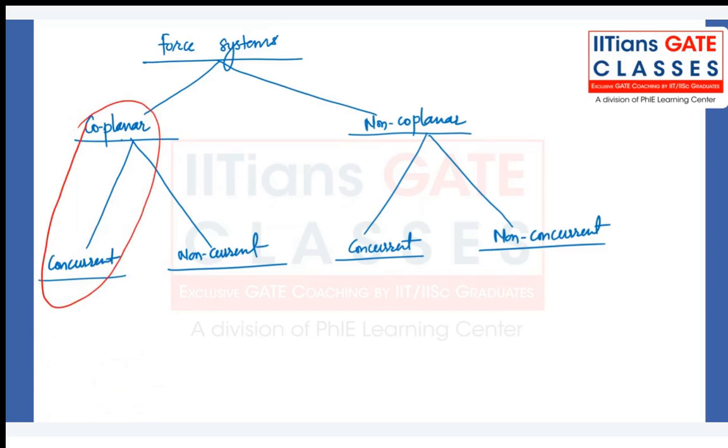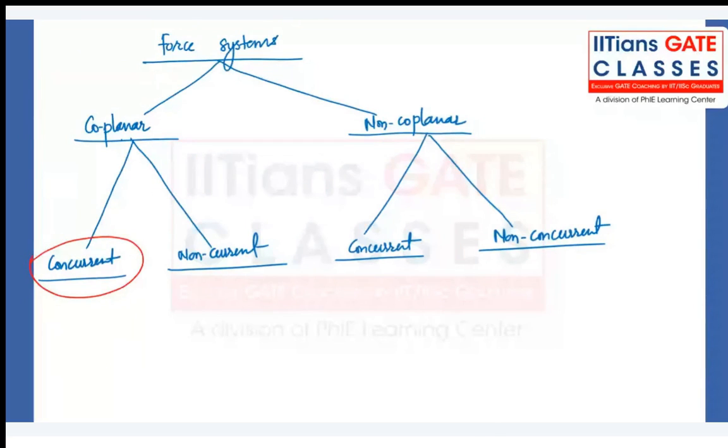If the lines of action of forces pass through a single plane, then they are coplanar. And if they pass through a single point, then we call it concurrent. First try to understand the definition of concurrent only. What is a concurrent force system? If the lines of action of forces in the system pass through a single point, then we call it a concurrent force system. Let me just give an example.